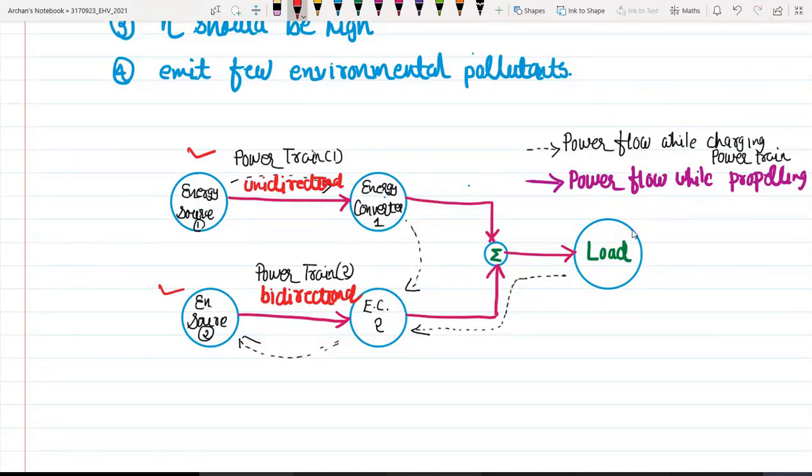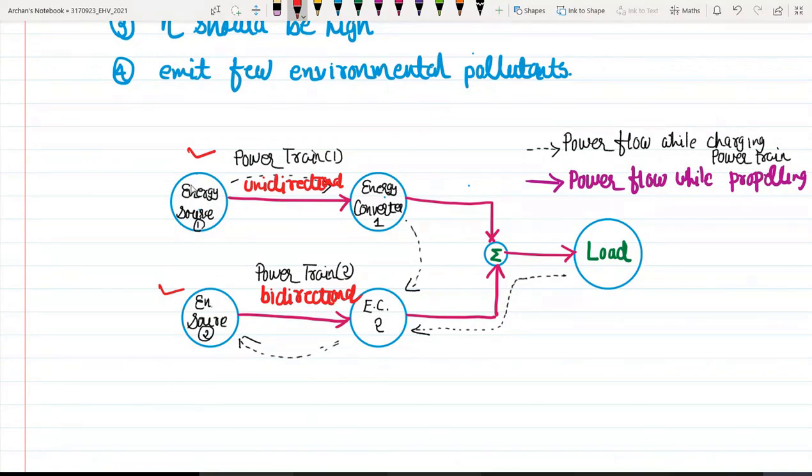What do you mean by regenerative braking? While applying braking, what will happen? The kinetic energy which is produced during braking is utilized to charge the battery. So we will be able to charge the battery on board, right?